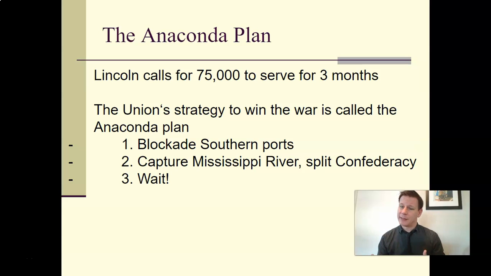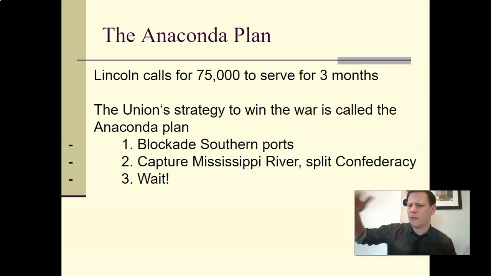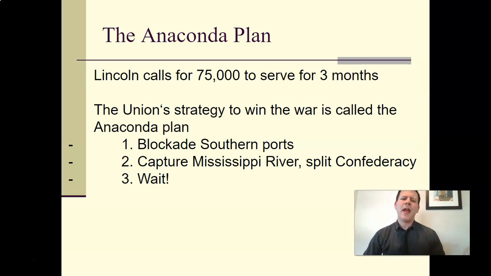Both sides, surprisingly, or not surprisingly, expected the war to be over very quickly, as most people usually do. Wrongly, of course. So Lincoln calls up 75,000 men to serve for only 3 months. By 3 months, the war is over. You can go home. Your job is done. You've served, and you've done your bit of patriotism.